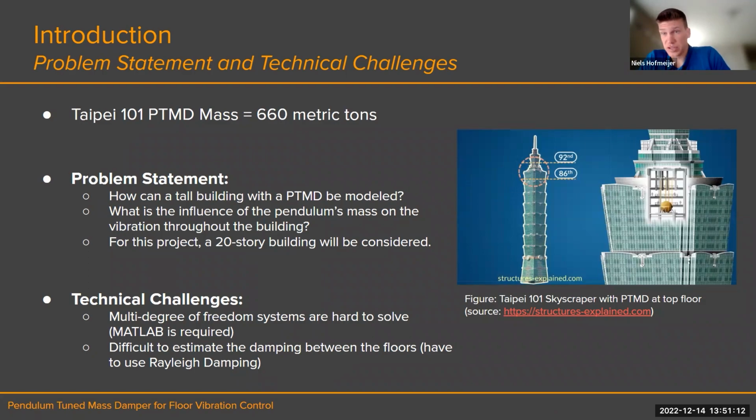Imagine that the mass of the damper in Taipei 101 is 660 metric tons. The problem statement of our project is: how can a tall building with a pendulum tuned mass damper like Taipei 101 be modeled, and what is the influence of the pendulum's mass on the vibration throughout the building? For this project, we will consider a 20-story building. There are several technical challenges. One is that multi-degree of freedom systems are hard to solve. We use MATLAB to solve these matrices. Then it's also difficult to estimate the damping between the floors, and we use Rayleigh damping for this, which we will explain in a couple of slides.